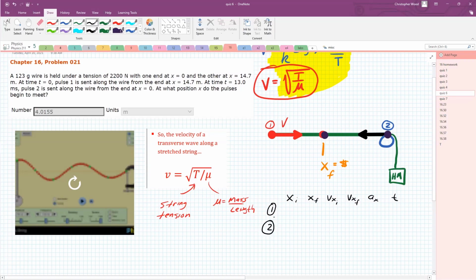All right. So for pulse 1, here's x initial for pulse 1. x initial equals 0. So here's pulse 1. Ready? x initial is 0. x final is question mark. Oh, hang on 1 second. 1 second, you guys.